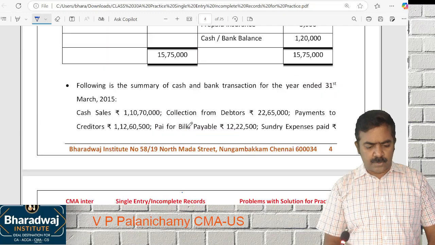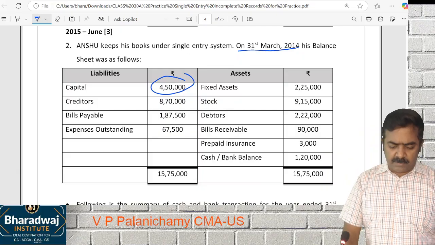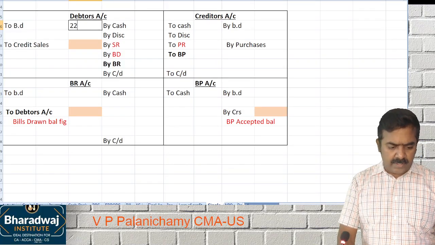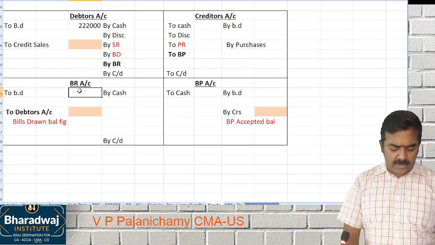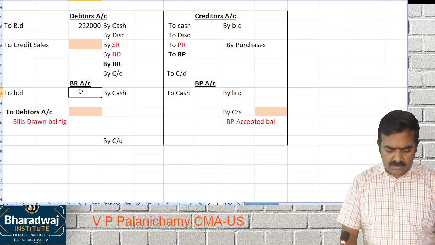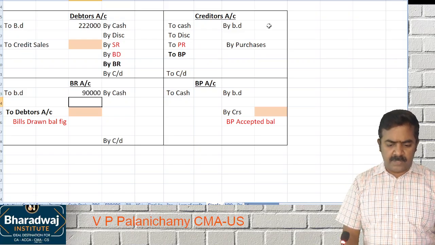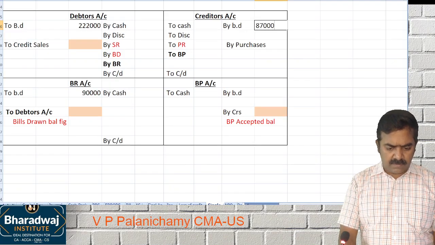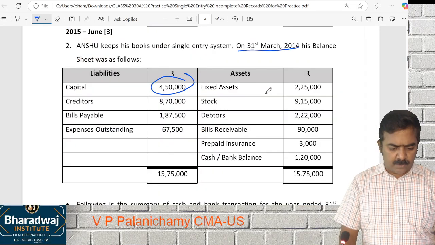Let us try to post. Debtors account and bills receivable account. What is opening balance? 2,22,000 and 90,000. Creditors account. What is the opening balance? 8,70,000. But it is bills payable account. What is opening balance?